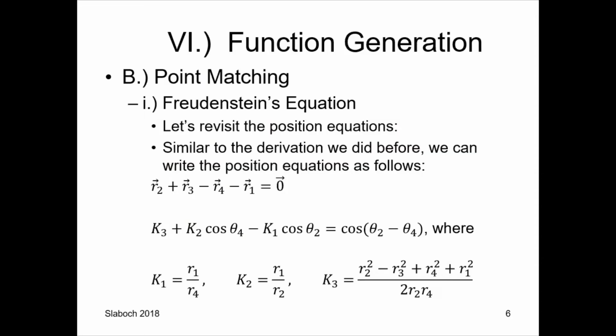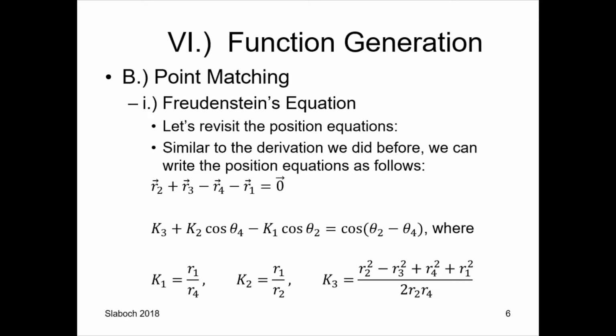This video will cover point matching for function generation. So if you want the input and output link of a 4-bar linkage to be related by a linear relationship to match at initial, middle, and final points, then you will use point matching function generation.